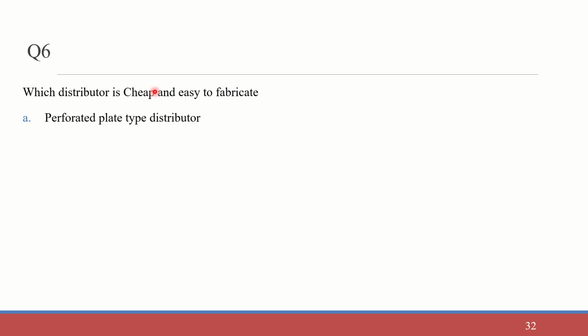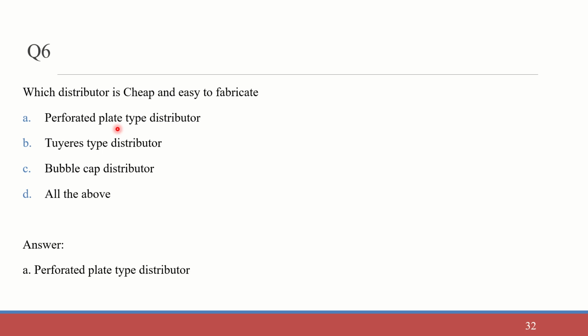So now we see question 6. It is given, which distributor is cheap and easy to fabricate? Perforated plate type distributor, Tewers type distributor, bubble cap distributor, or option D, all the above. It should be perforated plate type distributor.